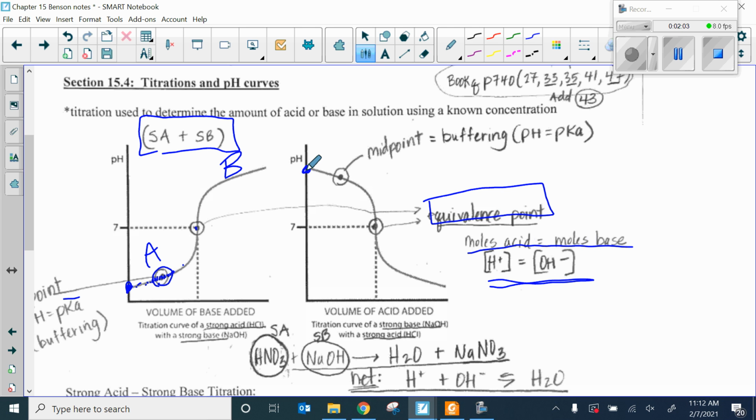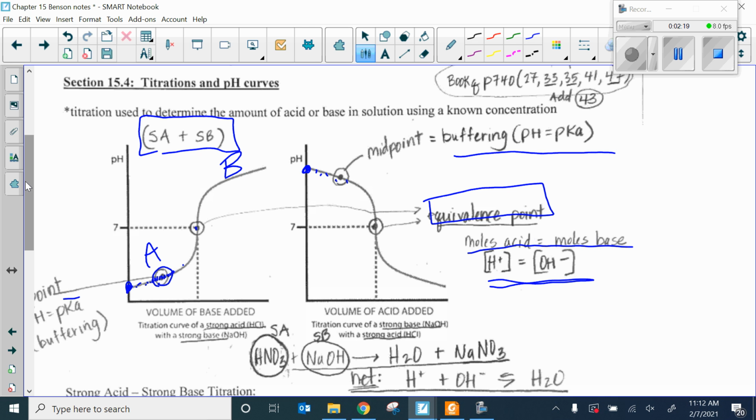And you can see the flip of that is true, that if I start with a strong base, you can see my pH is way up here. Again, it's buffering, gets to the midpoint, pH equals pKa, and then the pH is going to greatly drop, and again, reach our equivalence point.